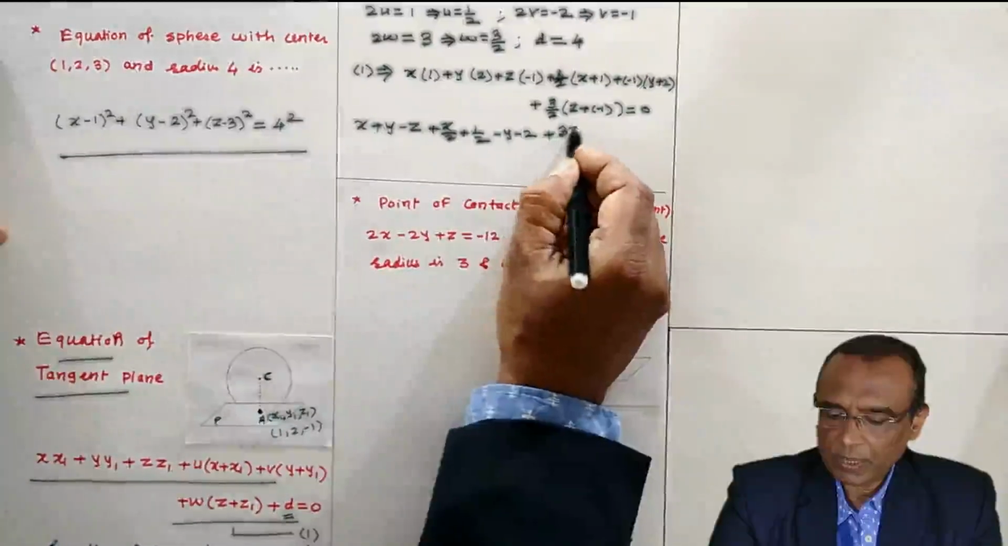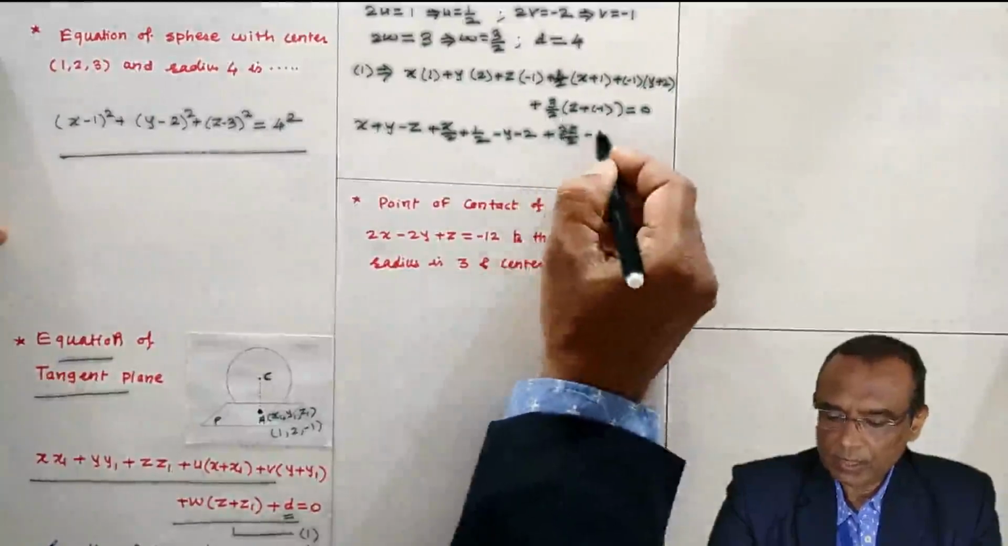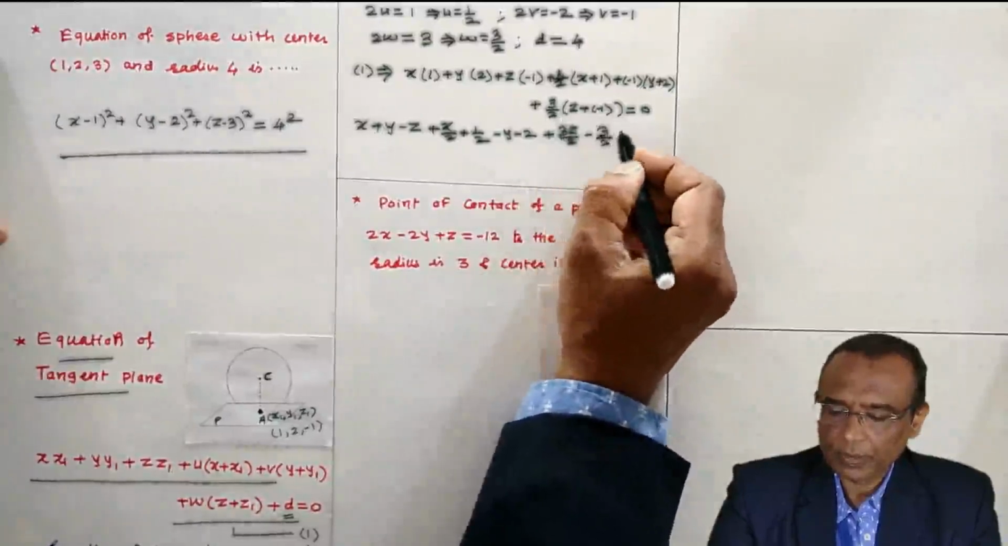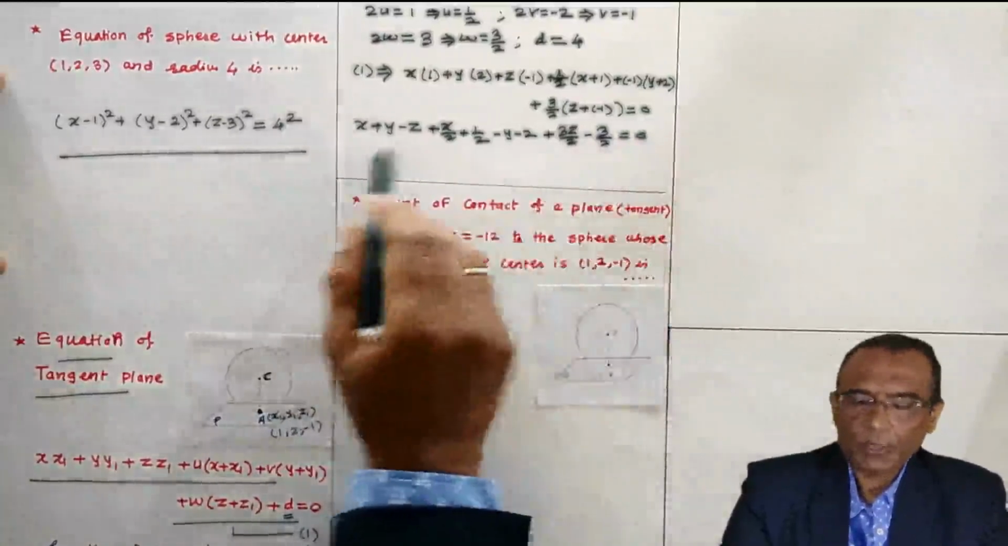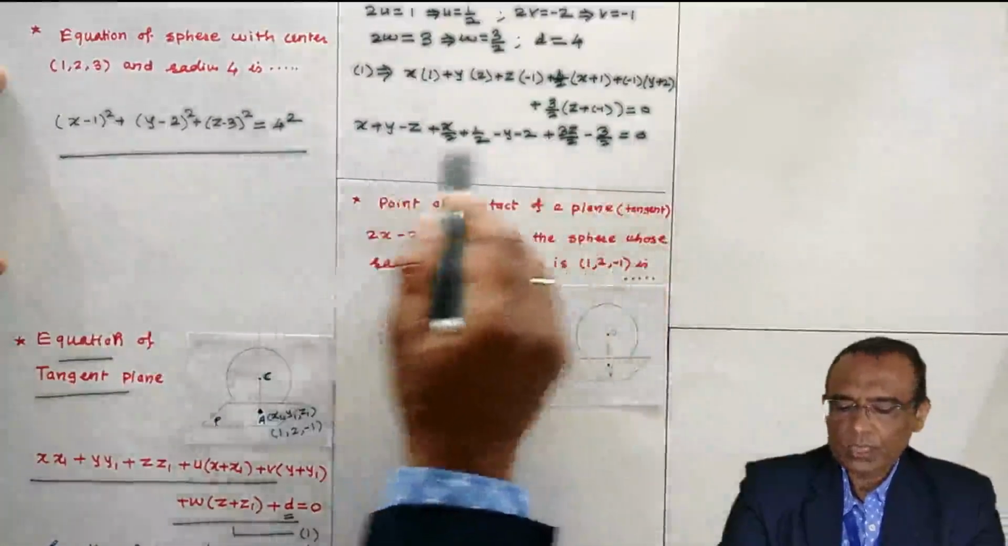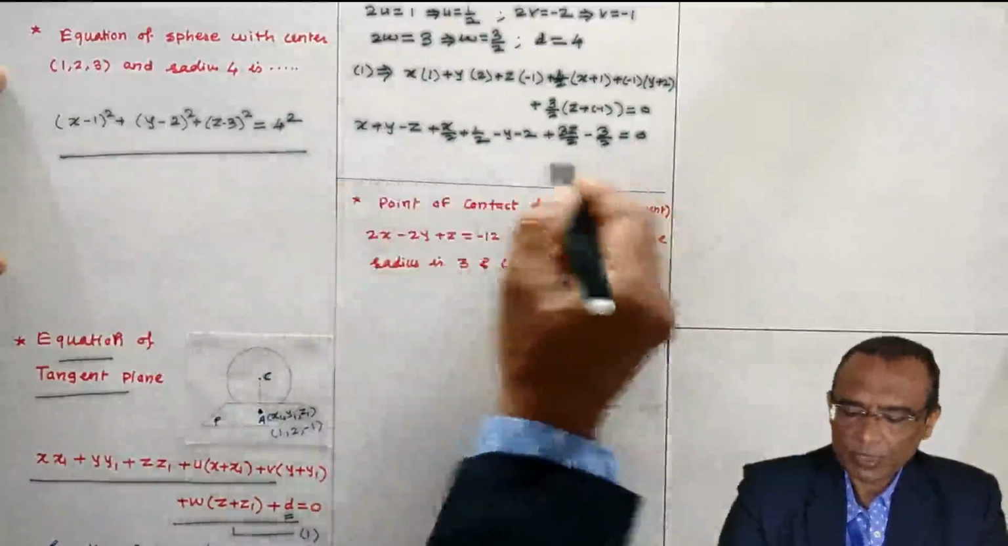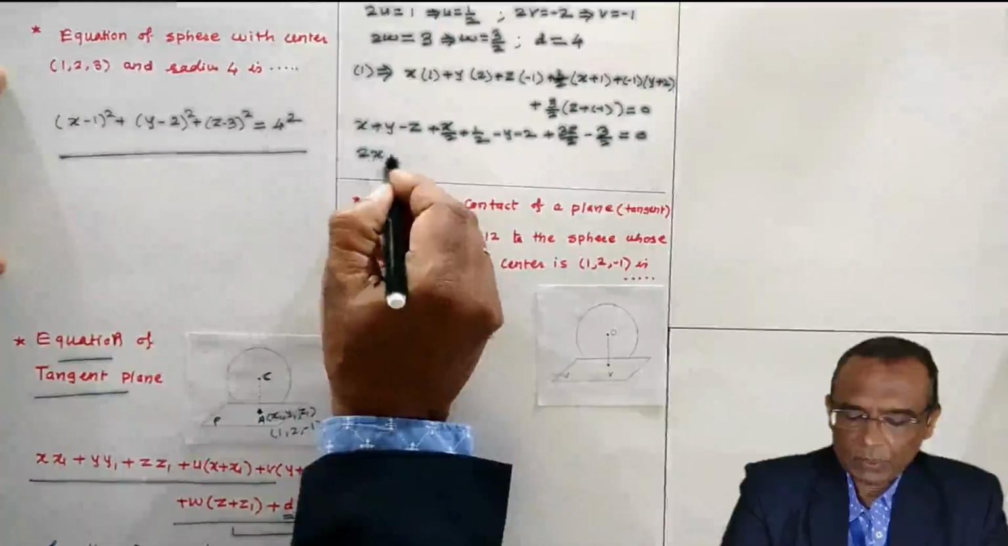Here 3z by 2 minus 3 by 2 is equal to 0. This is the equation of the tangent plane. You may solve it further if you want. This 2 is present in the denominator, so I am going to multiply by 2. If you multiply by 2, what will happen?